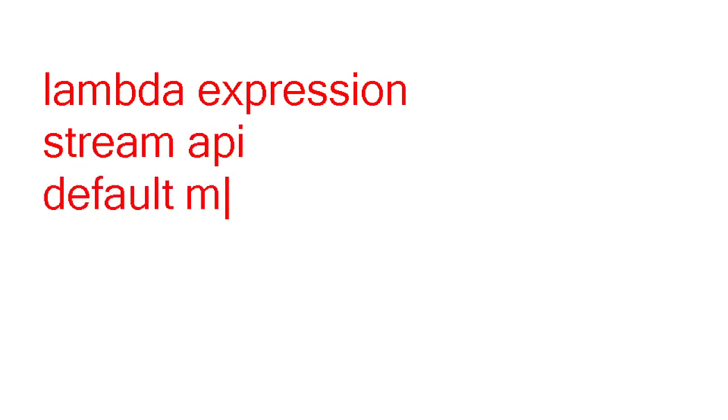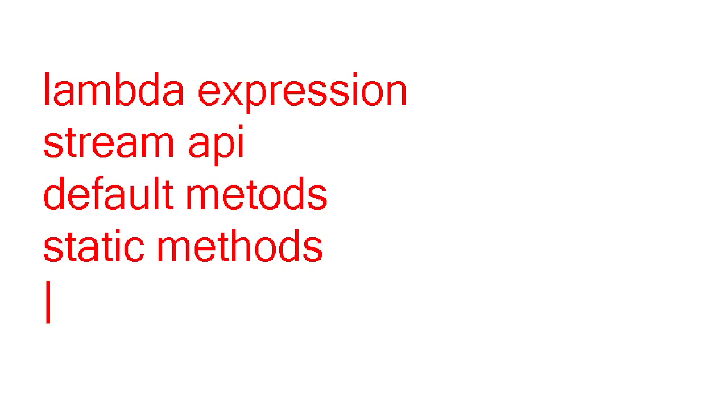So you may ask one question: what are the Java 1.8 features? The Java 1.8 version is kind of revolutionary. It's a major version that people very frequently use in their project development. The main features in Java 1.8 are Lambda expressions, Stream API, default methods and static methods.